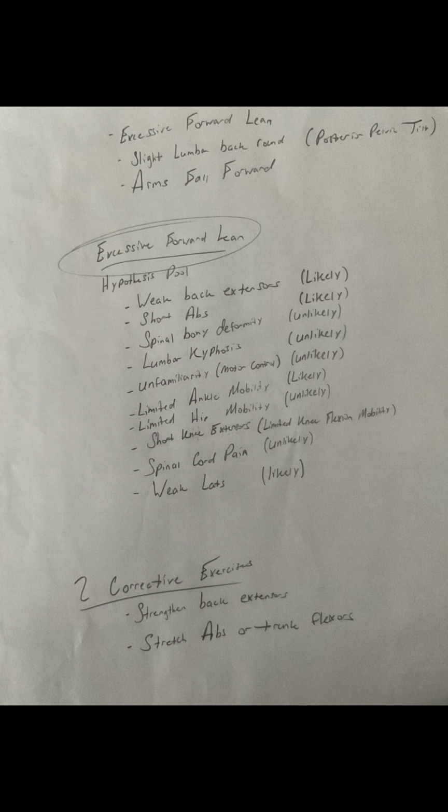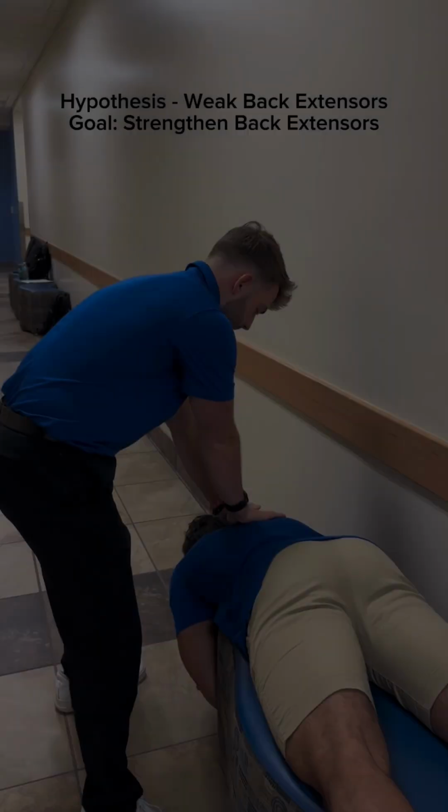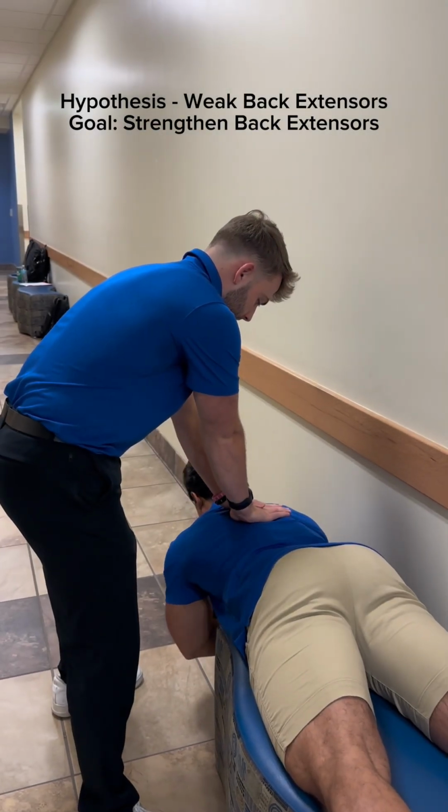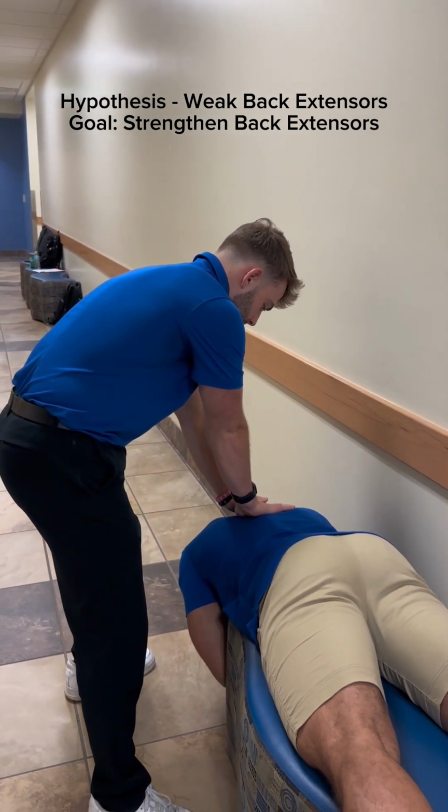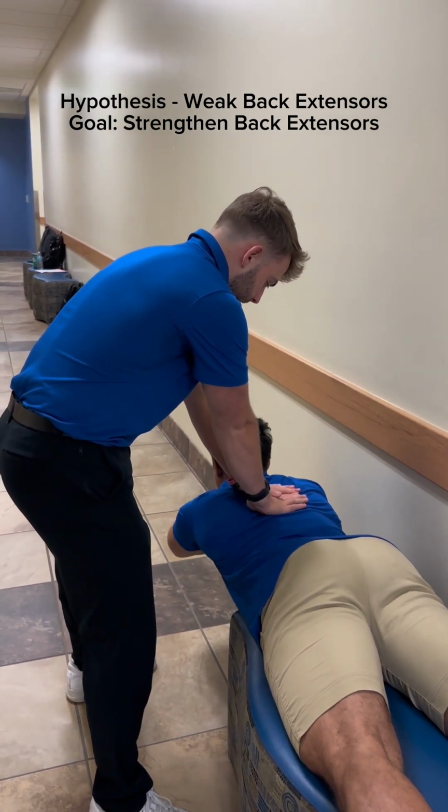Now when it comes to the 2 corrective exercises, they're going to be shown next after this portion of the video, and the 2 I chose were to strengthen the back extensors as well as to stretch the abs or trunk flexors. So now I'm testing my first hypothesis here, which is the weak back extensors. I'm currently strengthening the back extensors of the athlete.